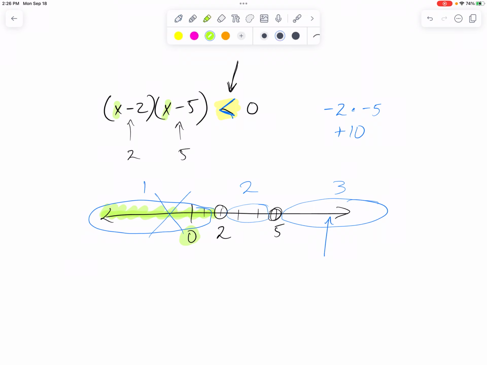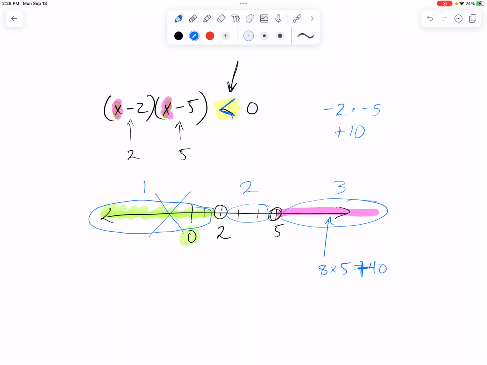Pick a number in this area over here, which is any number bigger than 5. I like multiples of 5, so I'm going to pick 10. If I put 10 here, I'm going to get 10 minus 2, that's 8. 10 minus 5, that's 5. What is 8 times 5? Well, that would be 40. Once again, that's a positive 40.